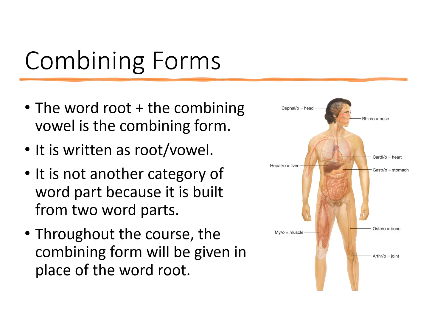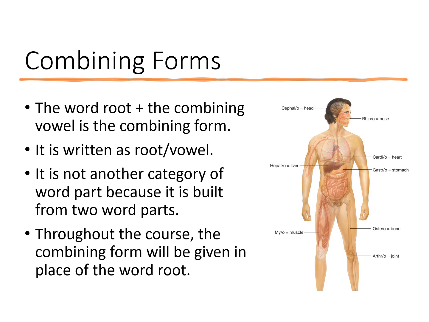The combining form consists of a word root and its combining vowel. It's written with a slash between the two word parts. For example, electr/o is the combining form meaning electricity. If you look here at figure 1.2 from your book, these are some examples of combining forms in the body: cephalo, rhino, cardio, gastro, hepato, myo, osteo, and arthro.